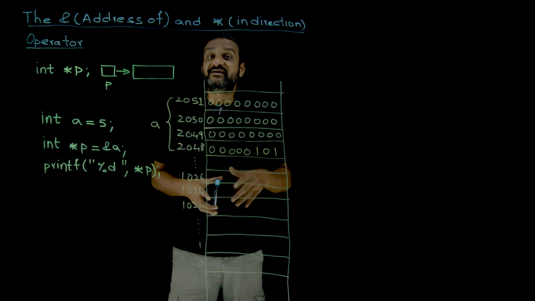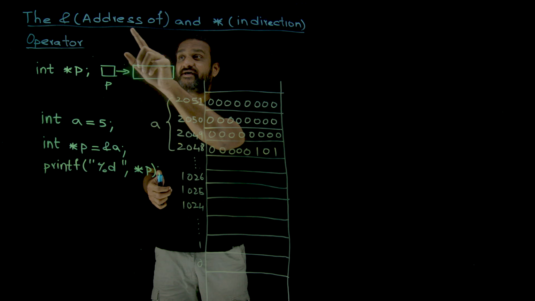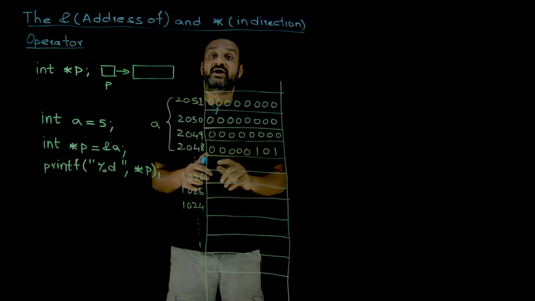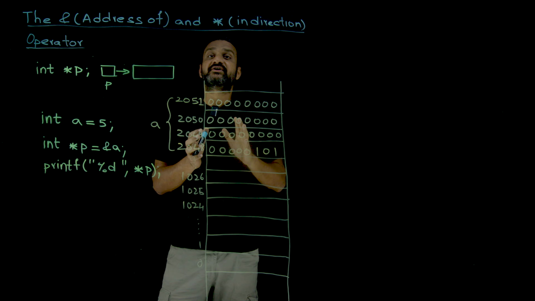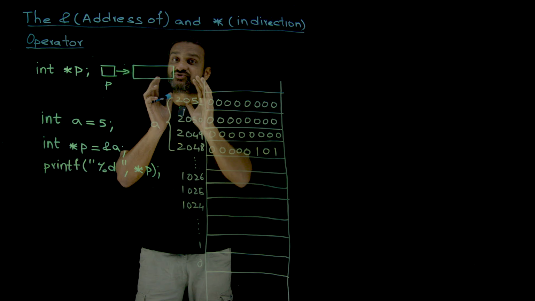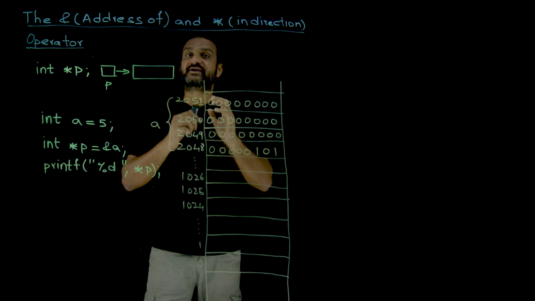In this class, we will be understanding the address of operator and the indirection operator in the C programming language. These two operators are very frequently used along with pointer variables, so we will understand them in a very detailed way.